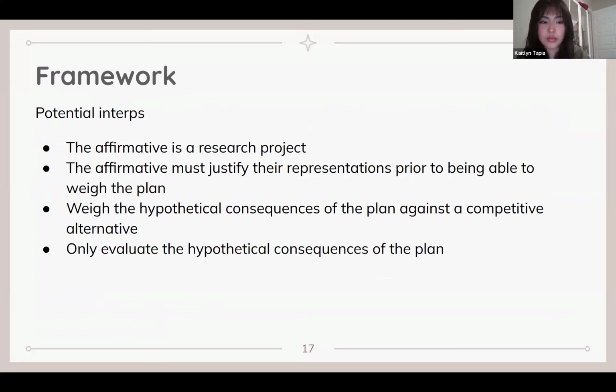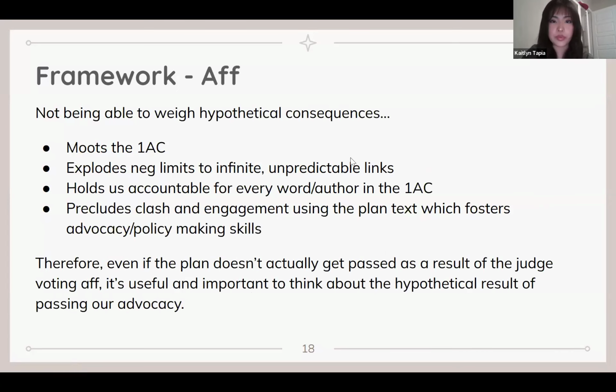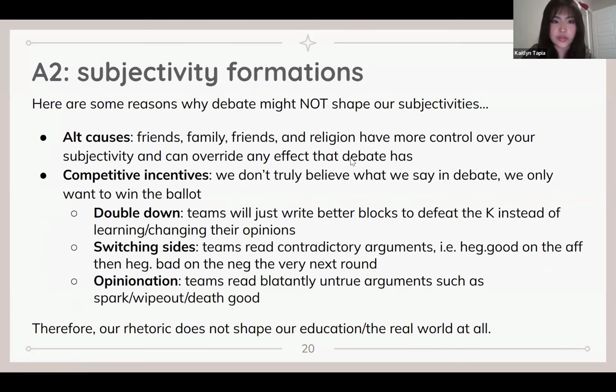So again, the bottom two framework interpretations mean that the AF wants to have a plan versus disad or a plan versus counterplan debate, whereas the first two interpretations would be read by the negative because they say that it's important to present criticisms of your research project or your representations before you get to weigh the plan. Okay. Wow, lots of framework stuff.